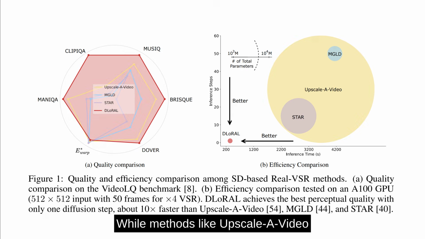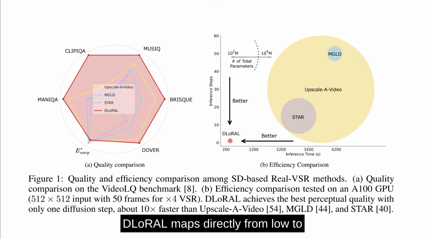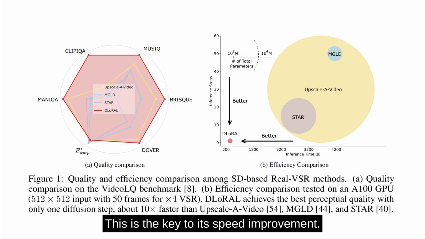While methods like Upscale-A-Video need 30 steps, MGLD needs 50, and STAR needs 15 denoising steps, DLoRAL maps directly from low to high quality in just one step. This is the key to its speed improvement.